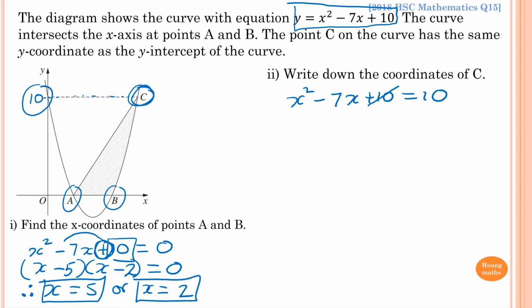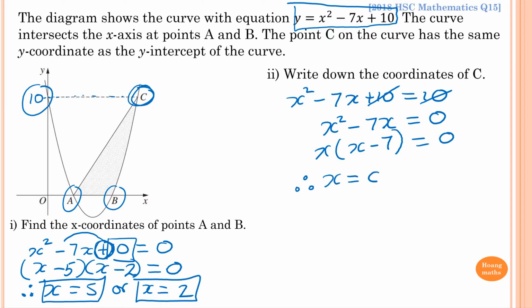So now you cancel this out and minus 10 both sides. So that means x squared minus 7x is equal to 0. I take this x out, so which is x minus 7 is equal to 0. So therefore x is equal to 0 or x is equal to 7.